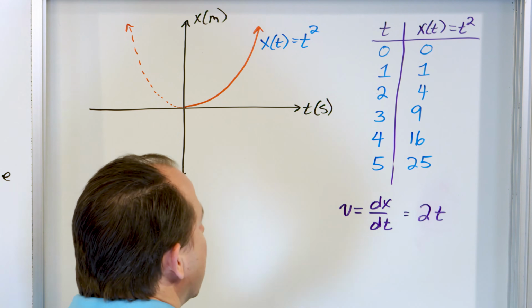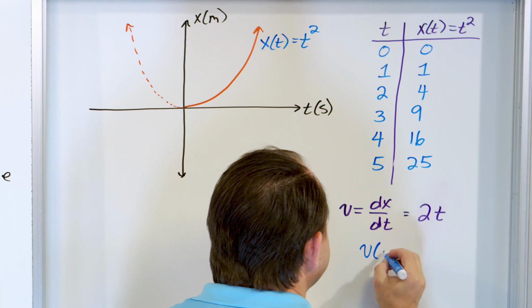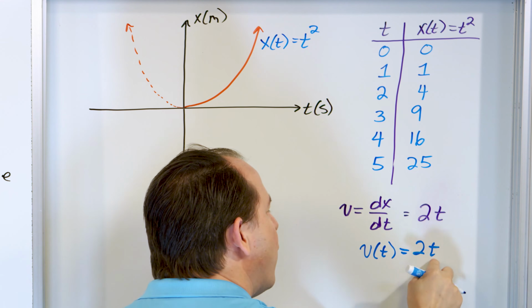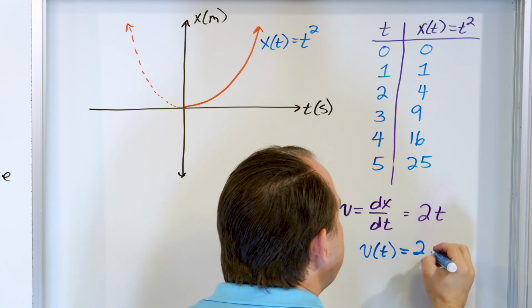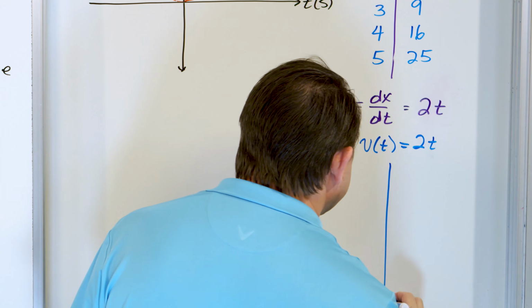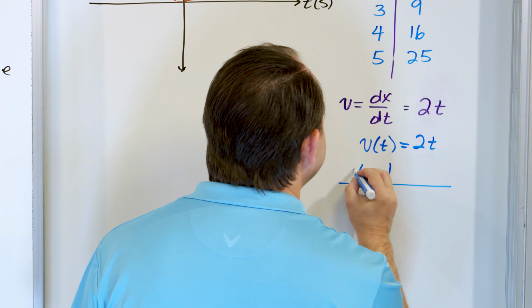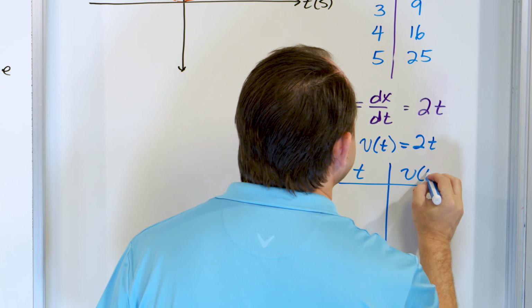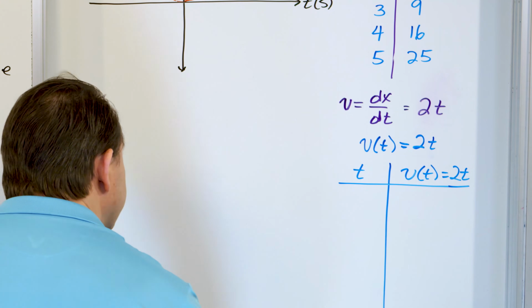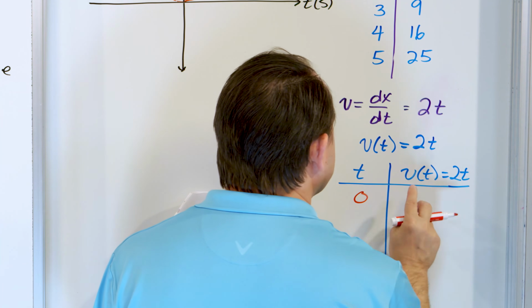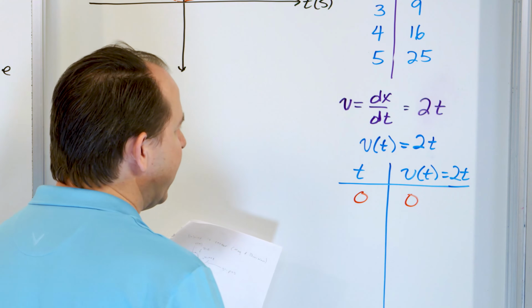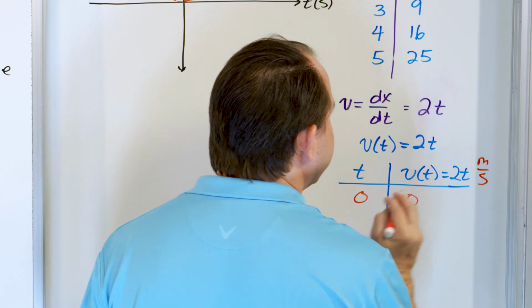So what we figured out is that the velocity as a function of time is equal to a new function here. And I can put any time I want into this, and I can calculate the velocity of this particle anywhere. So let's put it into a table. We can put the same times in, and the velocity is equal to 2 times t. At time 0, what is the velocity? Well, I put 0 in here, and the velocity is 0 meters per second. This is now in meters per second.